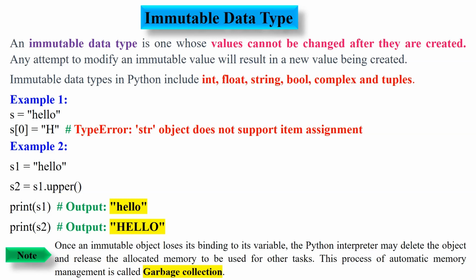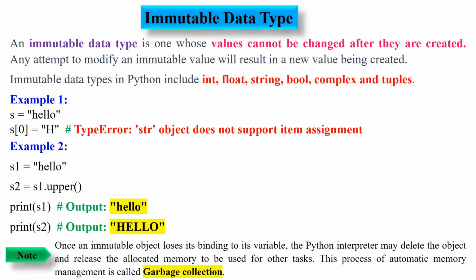In example 2, s1 equals hello assigns the string hello to the variable s1. Next line, s2 equals s1.upper, calls the upper function on the string s1 and assigns the result to the variable s2. The upper function returns a new string where all the characters are converted to uppercase.